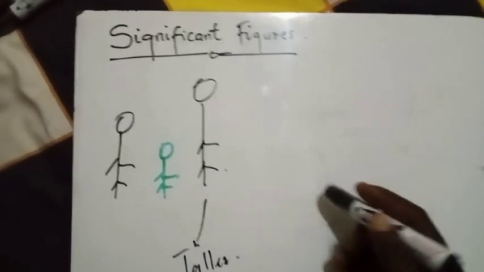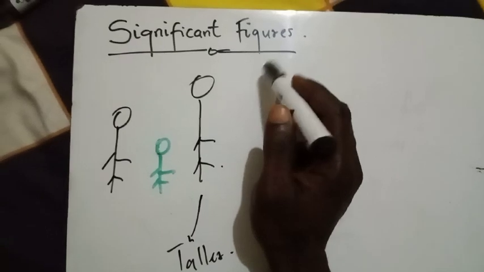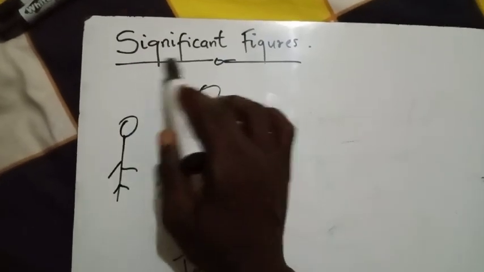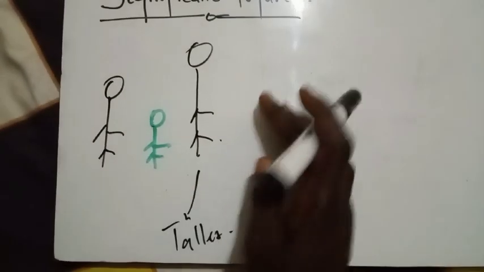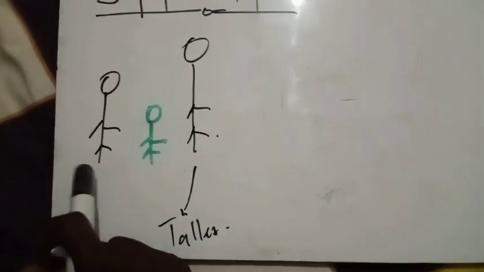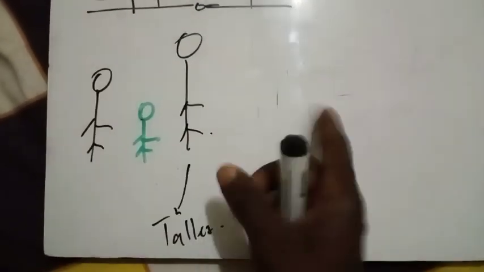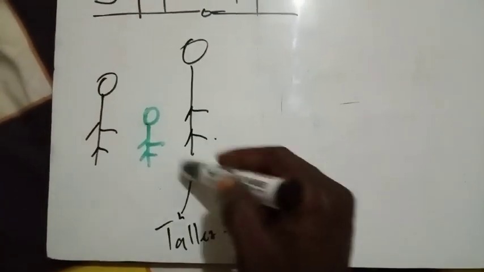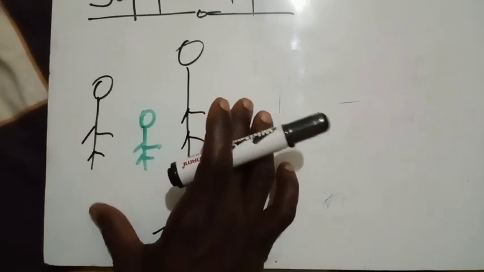In this video, I'm going to explain the fastest and easiest way you can understand significant figures. Assuming there are these three guys here, obviously consider this the tallest person. So this is the taller, the shortest, and the tallest. So that is the point here. This guy is the tallest person among all these three guys. Everybody can easily see this.